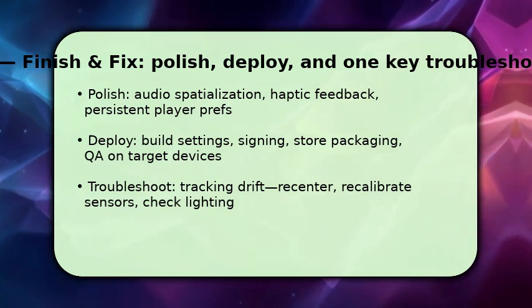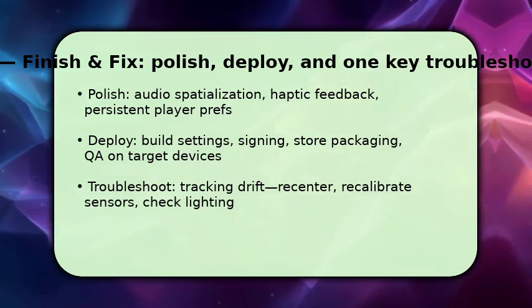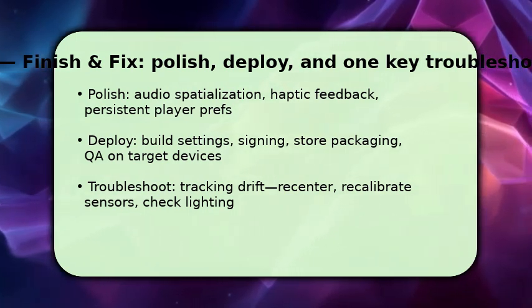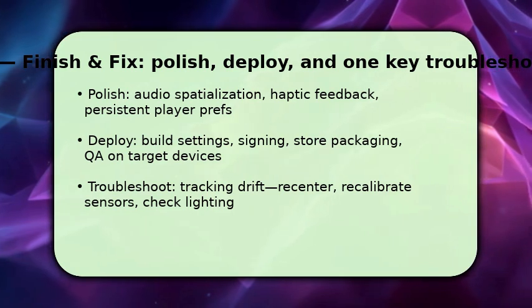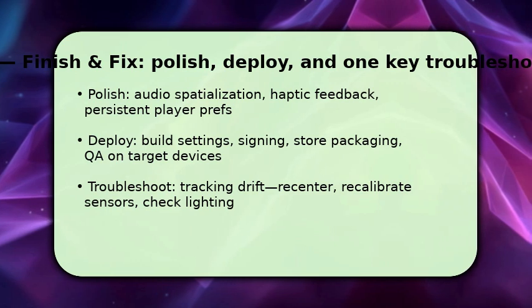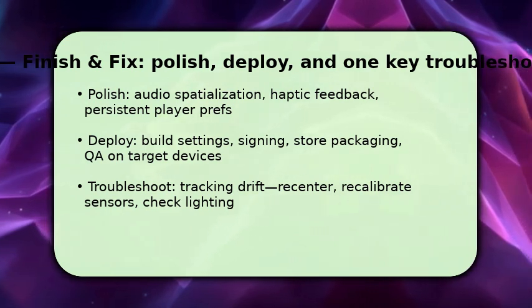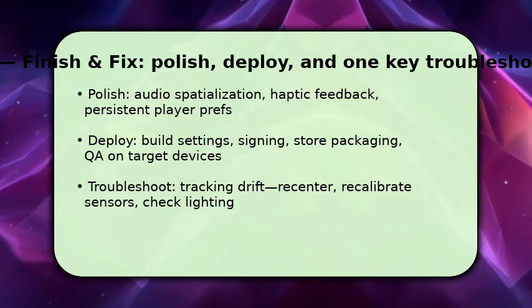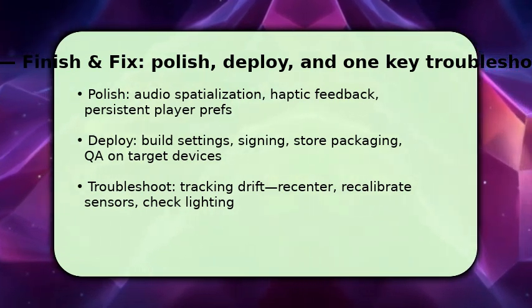Create signed builds and test store packaging on target devices, and run systematic QA with checklists for comfort, latency, and input mapping. If tracking drifts, recalibrate immediately. Recenter the play area, check base station or camera placement, and confirm lighting and reflective surfaces. If issues persist, reproduce on another device to isolate hardware versus software causes.